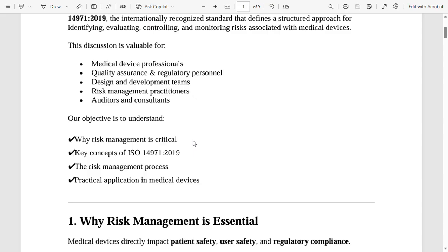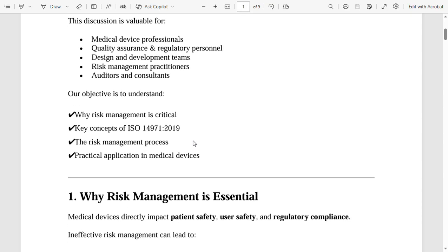Key concepts of ISO 14971:2019. The risk management process. Practical application in medical devices.